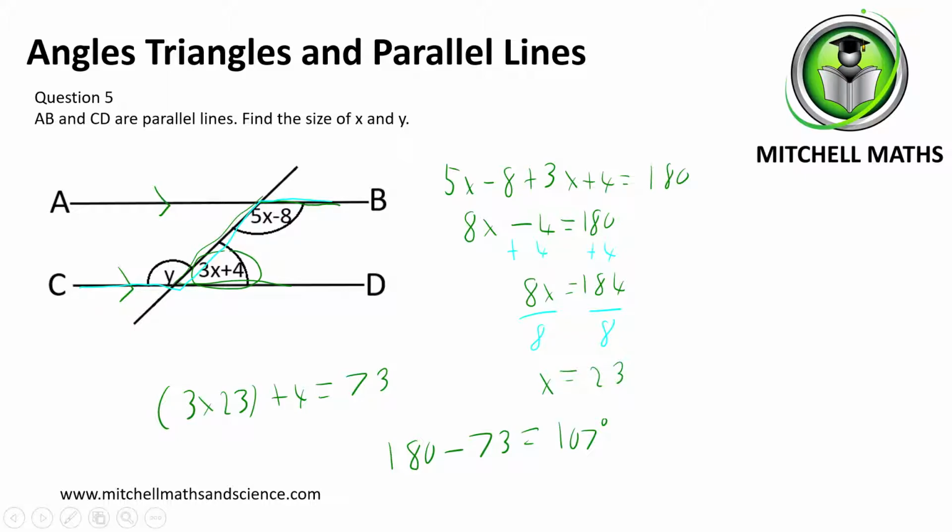So for the first part of that question, we used allied angles to work out what x was. We made an equation using allied angles. And then for the second part, we could do angles on a straight line, or we could do z angles in order to work out the value of y.